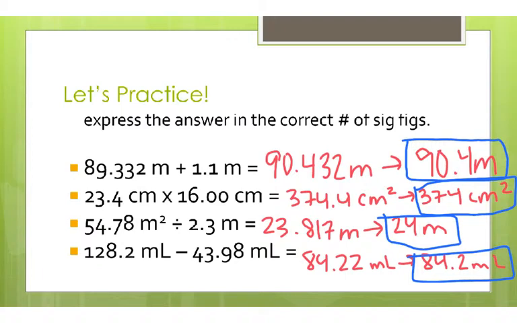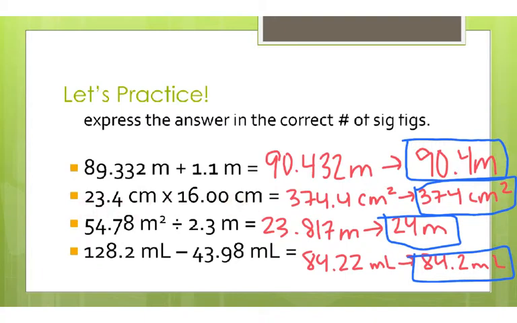Simply by doing the math, you can see the answers right after the equal sign. In the first one, we're adding, and so our answer needs to have the lowest decimal places, which would be 1 decimal place versus 3. And so that's why we round the number to 90.4. Notice the meters is still the unit because when you're adding and subtracting, the unit does not change.